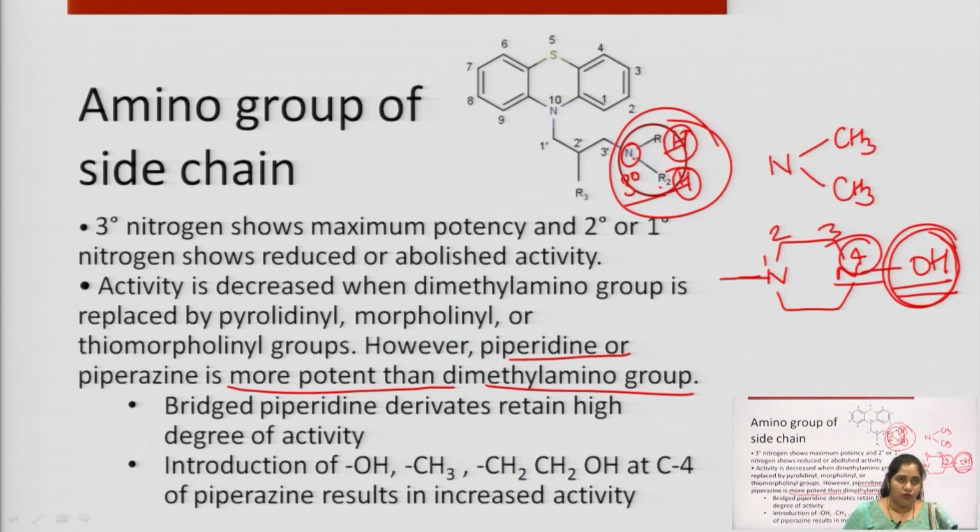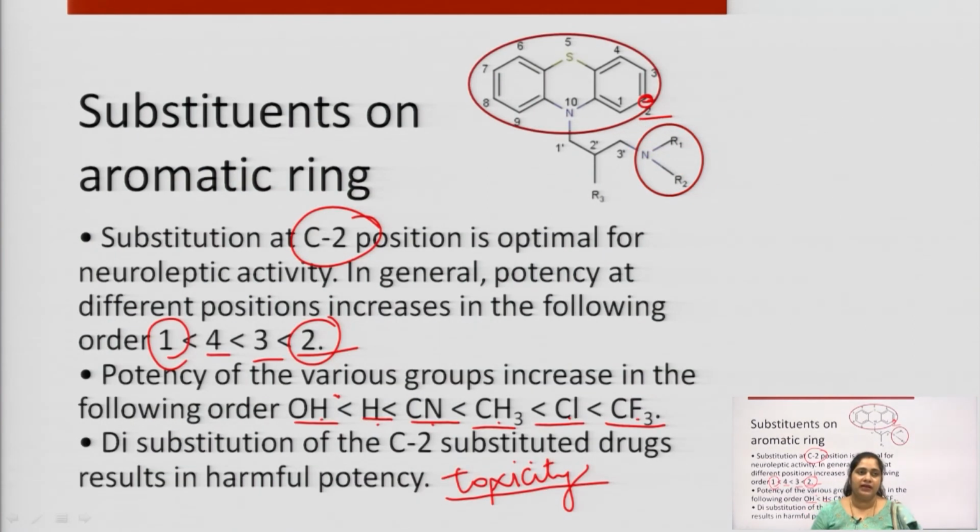Further, when we talk about the amino group of the side chain, the amino group must be tertiary; secondary and primary nitrogen atoms will have reduced or abolished activity. Apart from that, when we replace this dimethylamino group with the pyrrolidine, morpholinyl, or thiomorpholinyl group, that will decrease the activity. If we wish to increase the activity to get a more potent compound, we must replace this dimethylamino group with piperidine or piperazine derivatives. Further, bridging of piperidine and piperazine possesses a high degree of activity, and even the introduction of OH, CH3 and other groups at position number 4 of piperazine will lead to increased potency of the antipsychotic agent.